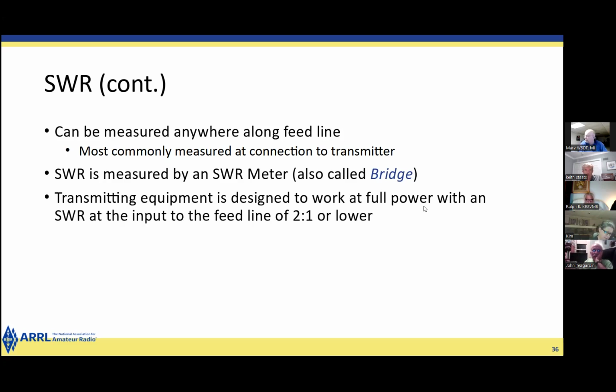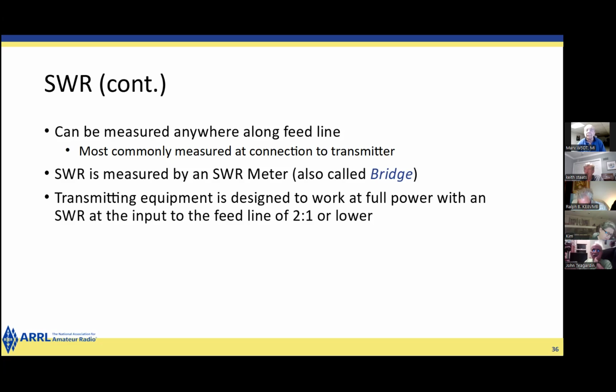Let's see if I can show you one here. I don't know if you can see this. Here's an SWR meter. I have an inline SureCom SWR meter that shows the ones you're talking about: the transmit output, the reflection, if any, and the match.